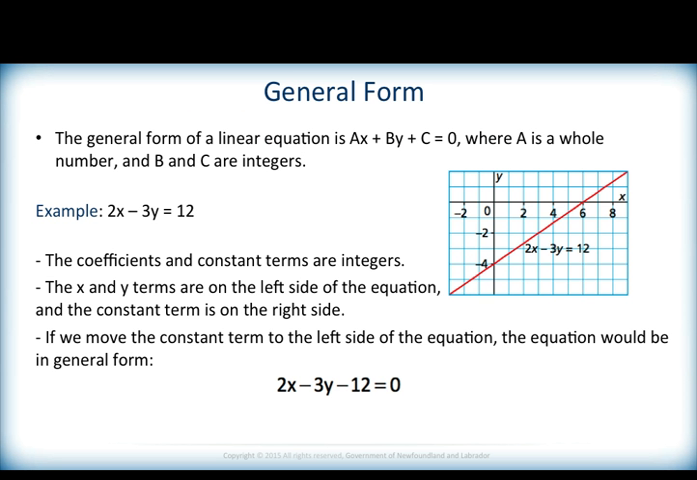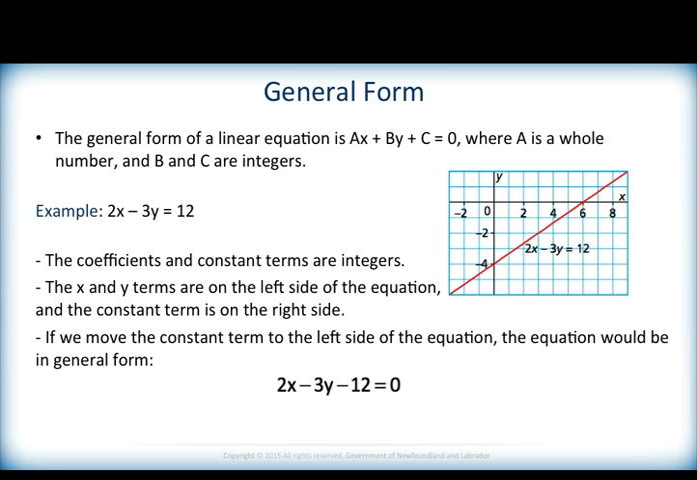First of all, general form is a new form for a linear relation. We previously looked at the slope-intercept form and the slope-point form. These two forms can be rearranged so that the general form can be written. The general form of a linear equation is ax plus by plus c equals 0, where a is a whole number and b and c are integers.